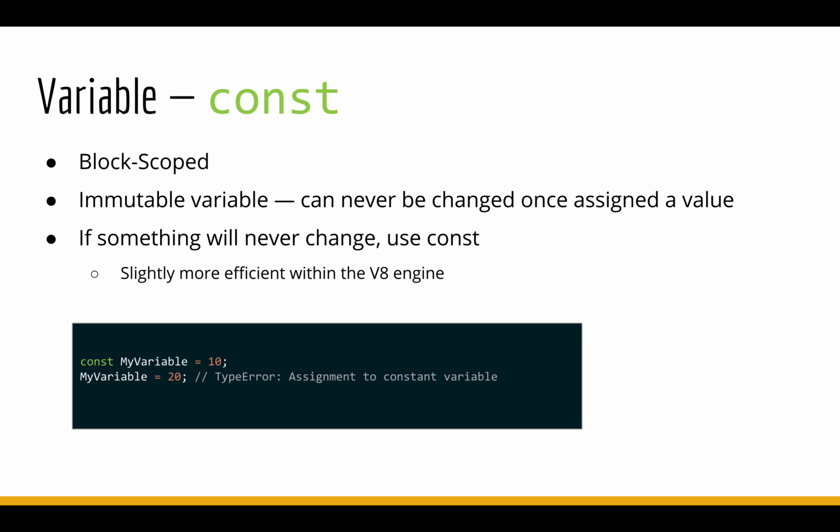So this is again a good example. If you declare an object with const, it means that you don't want that reference to change, but you'll still be able to modify anything inside that object.